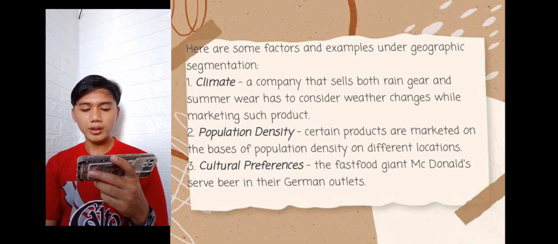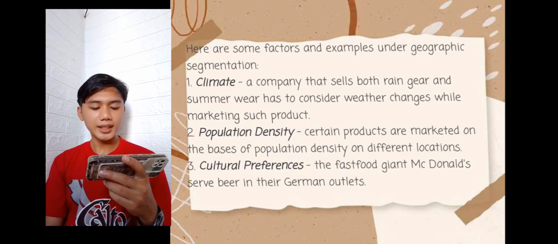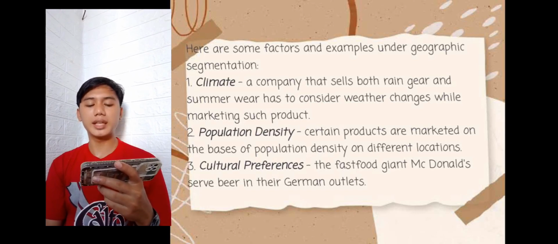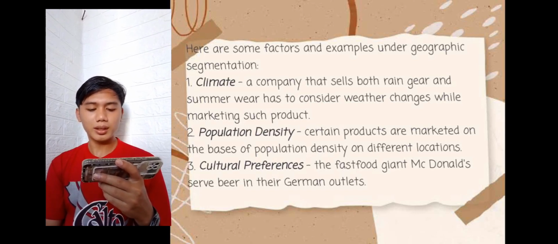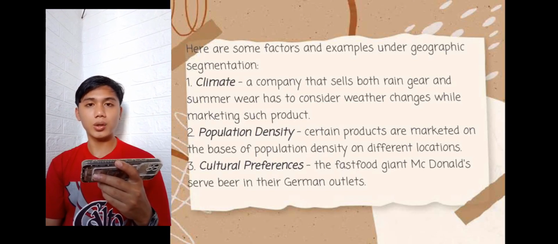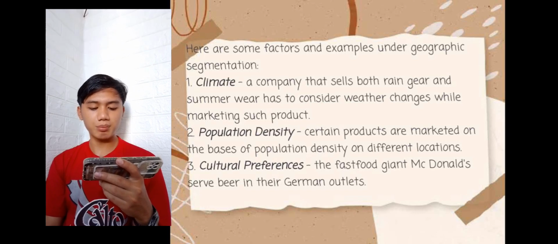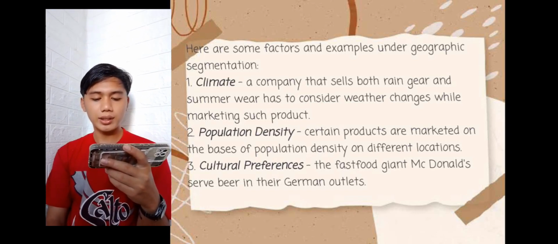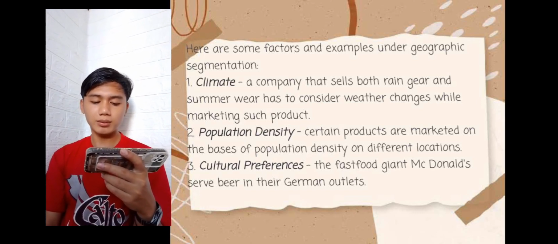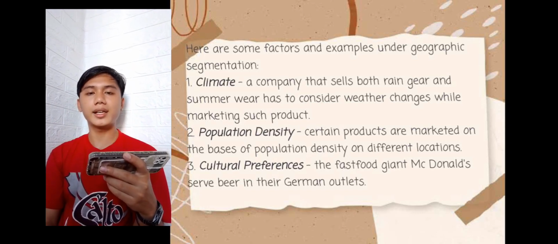So, geographic segmentation is very important in international marketing. The second is population density. Certain products are marketed on the basis of population density in different locations. High-density cities like Manila or Makati City create a higher demand for products like ready-to-eat meals. Even fast food restaurants are commonly found in such cities rather than in rural areas.